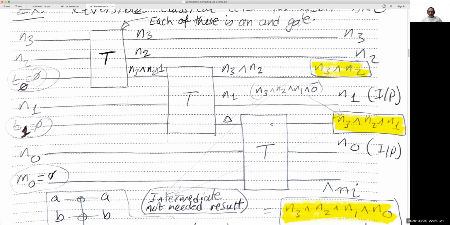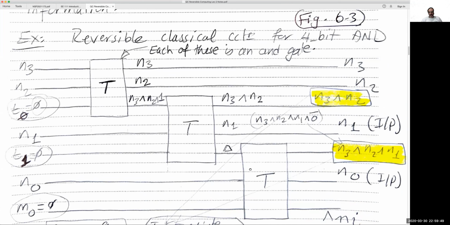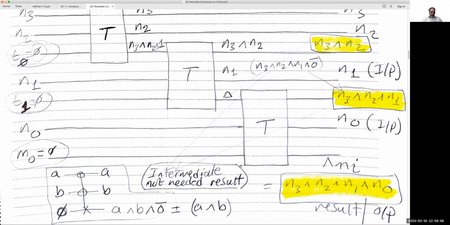So let us take a look at this. So clearly this is reversible. We have the output, right? We have the input bits, N0, N1, N2, N3. But we have some intermediate results that maybe are not really needed. We are here seeking a 4-bit AND gate, but we are getting the result for a 3-bit AND gate and a 2-bit AND gate of some other bits.